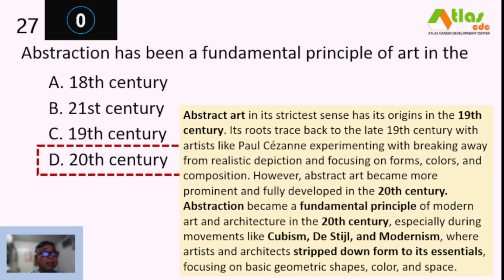So abstract art, in its strictest sense, has its origins in the 19th century. Its roots trace back to the late 19th century, with artists like Paul Cézanne experimenting with breaking away from realistic depiction and focusing on forms, colors, and composition. However, abstract art became more prominent and fully developed in the 20th century. Abstraction became a fundamental principle of modern art and architecture in the 20th century, especially during movements like Cubism, De Stijl, and Modernism, where artists and architects strip down form to its essentials, focusing on basic geometric shapes, color, and space.